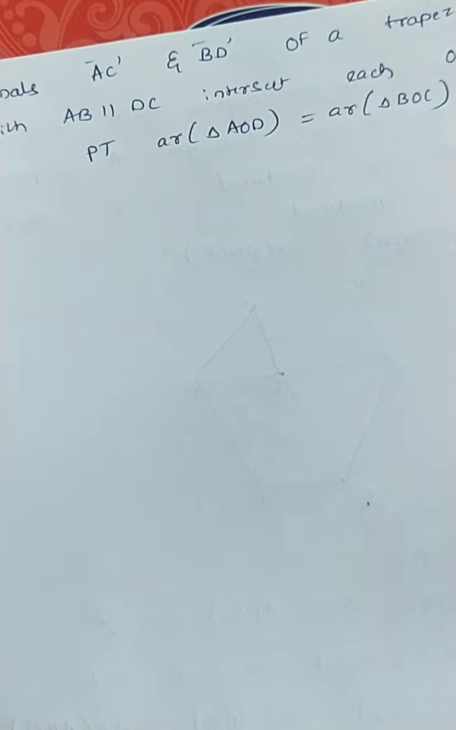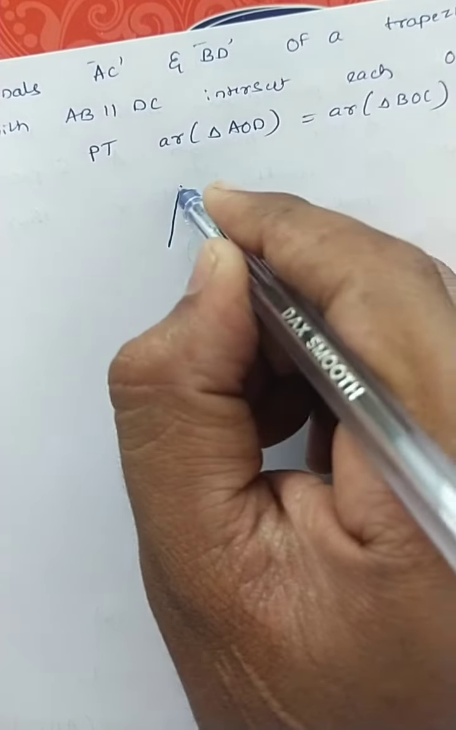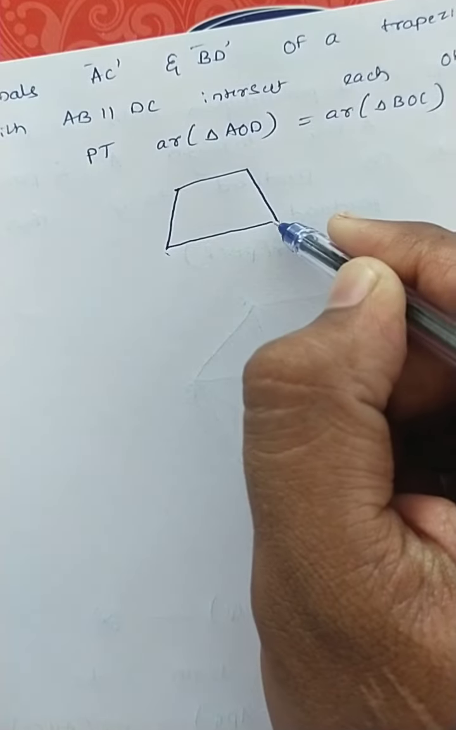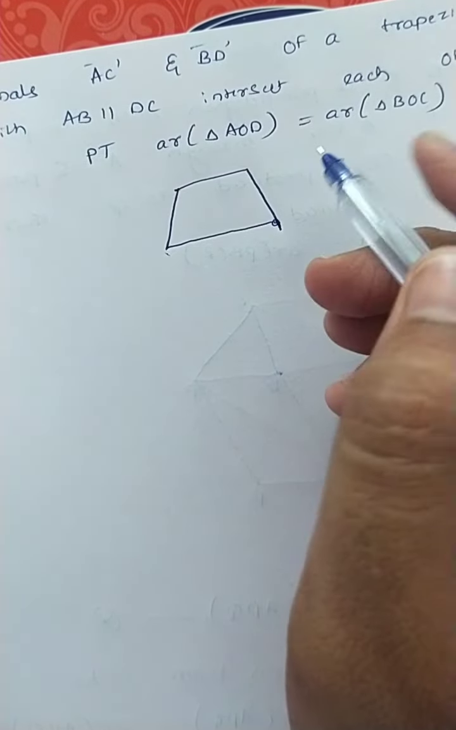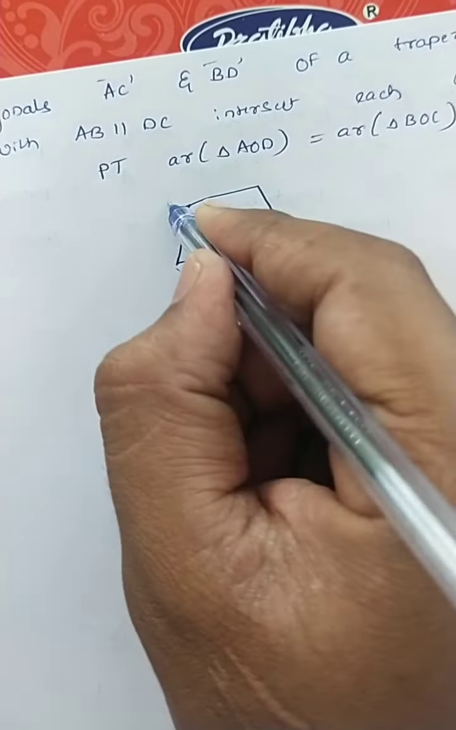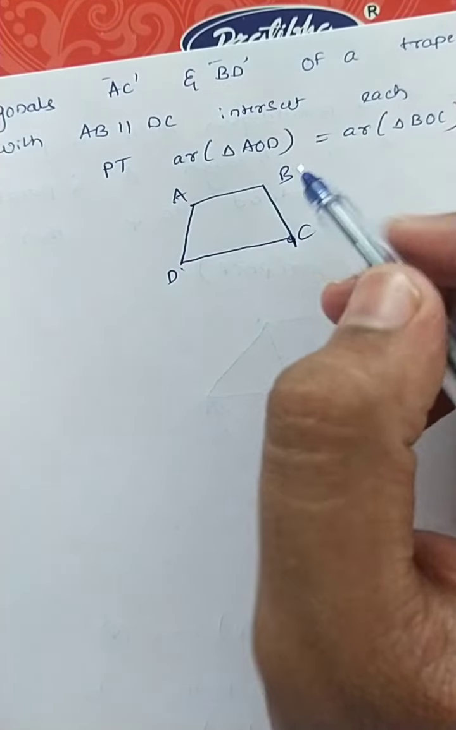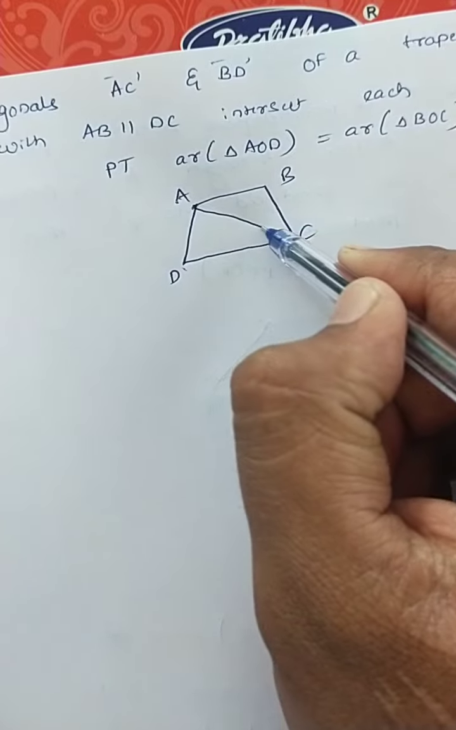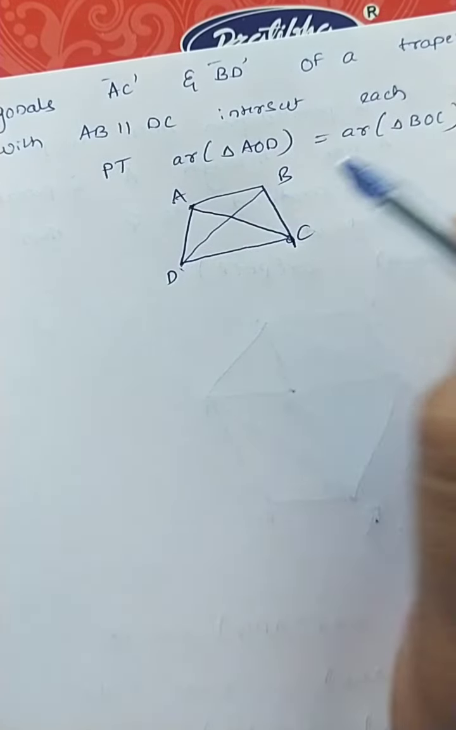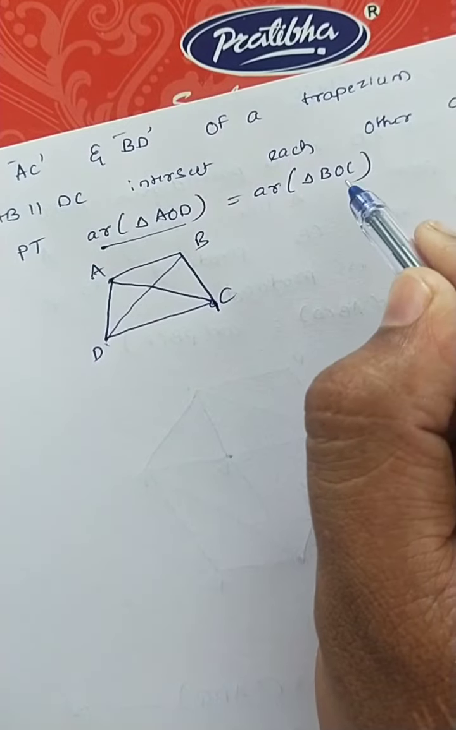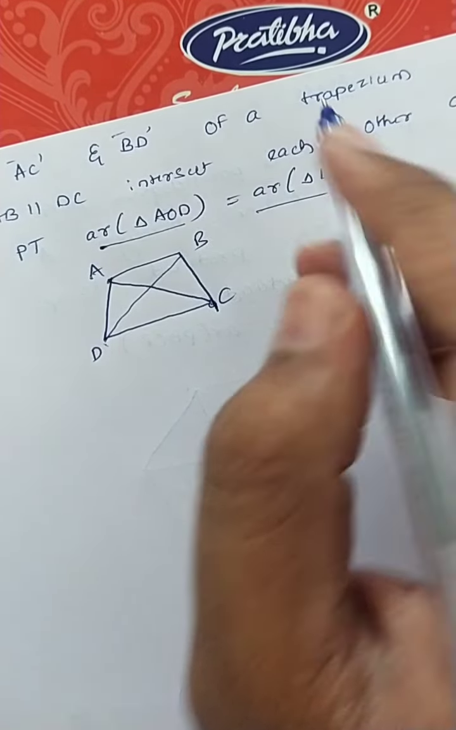First I will draw the trapezium to make this clear. So this is the trapezium ABCD. I will draw the diagonals AC and BD. What we have to show is that the area of triangle AOD is equal to the area of triangle BOC.